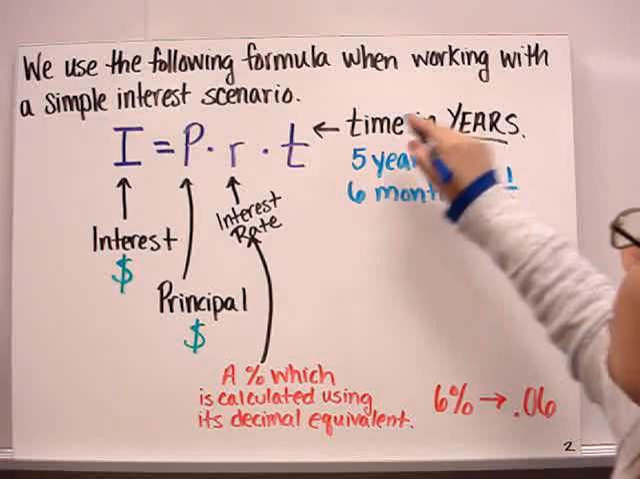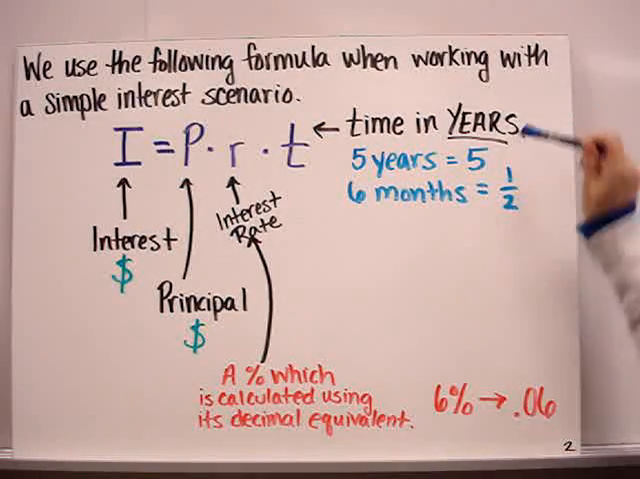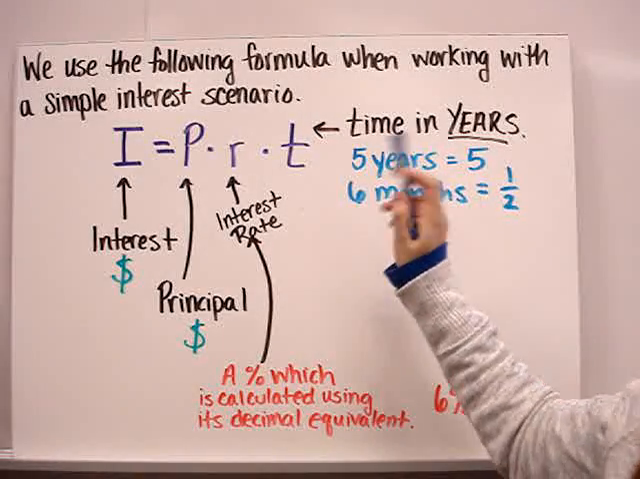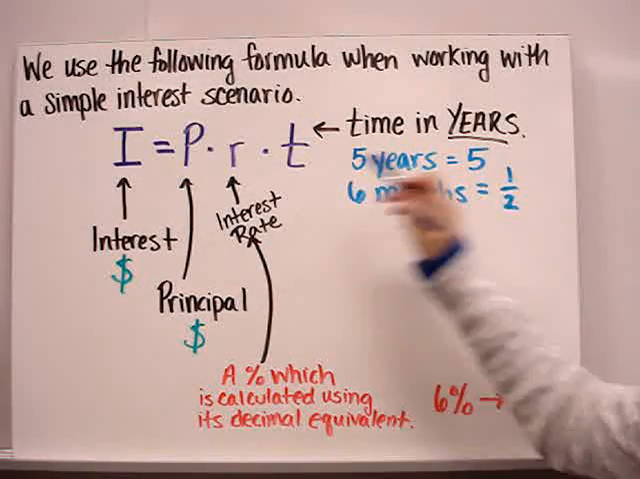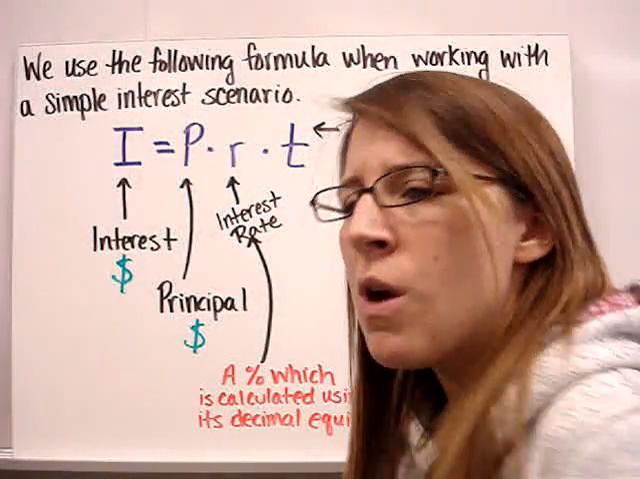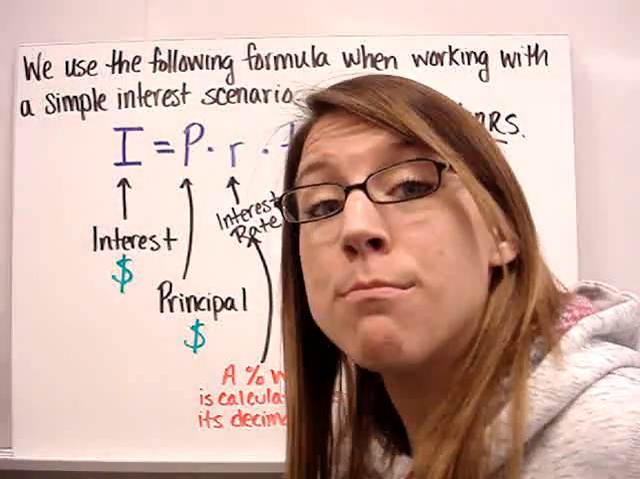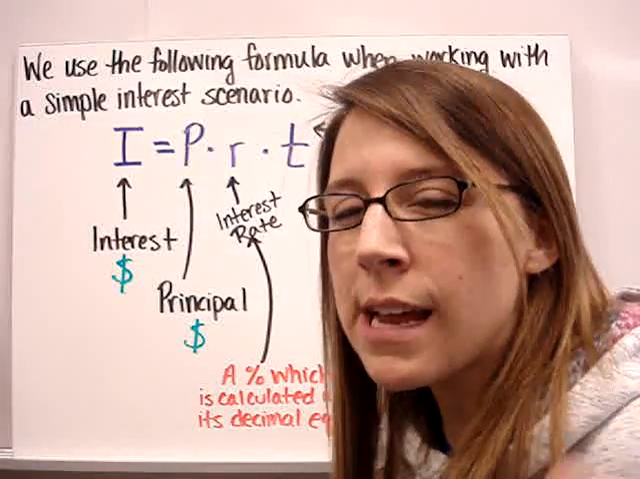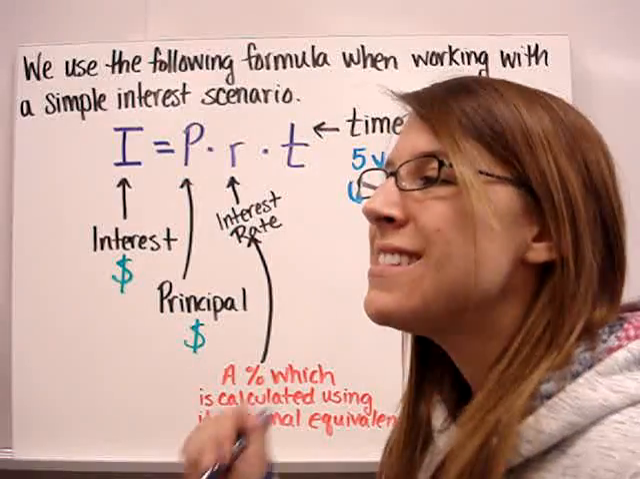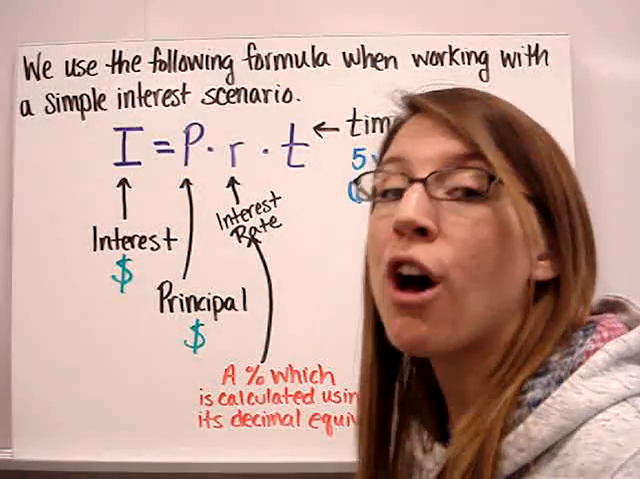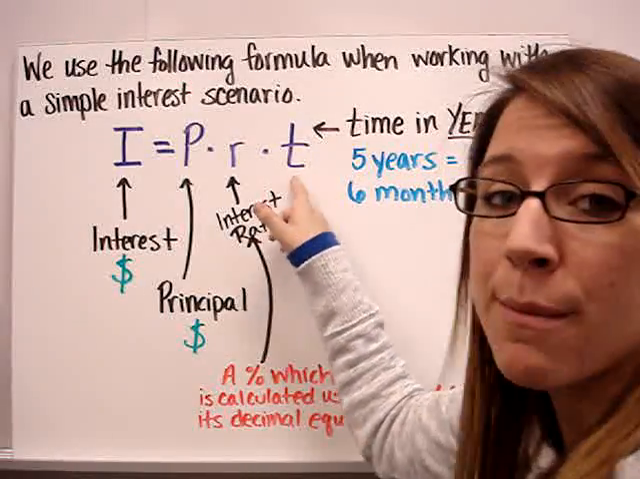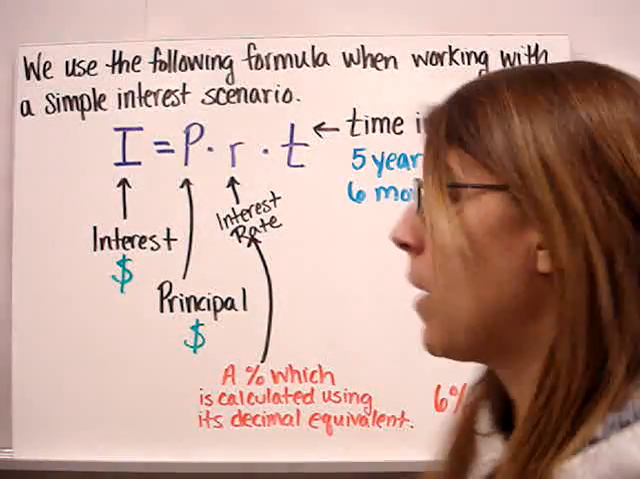And then T stands for time in years. It's important that you understand that it is in fact years. So if it was 5 years, you would use the number 5 in this place. But if they were to tell you in a scenario that it was paid over 6 months, you would not put 6 in that place. You would put 1/2 because 6 months is 1/2 of a year. So be very sure that when you are talking about time, that it's years. Okay?